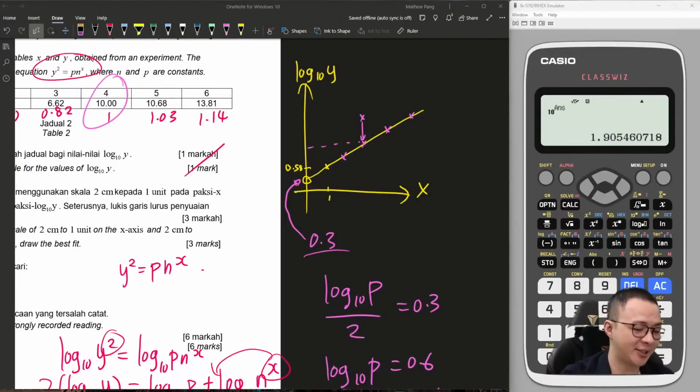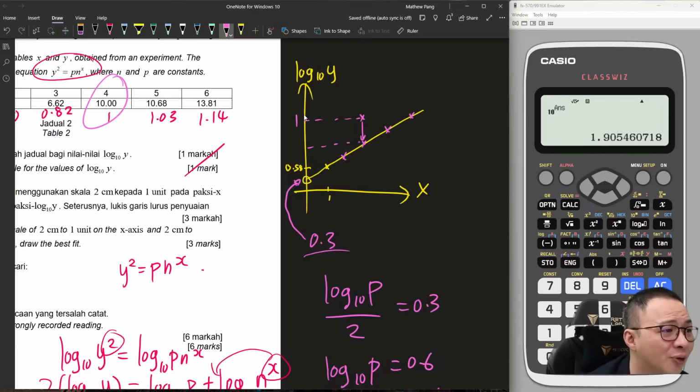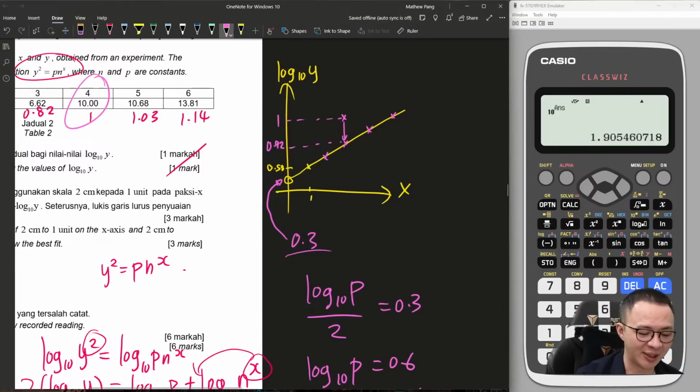Okay, maybe let me just go through the scheme here. According to the marking scheme, you have 1 y, this one should be 1. But this value, you should go down to 0.92, which is the correct one. For example, I just refer to the marking scheme.